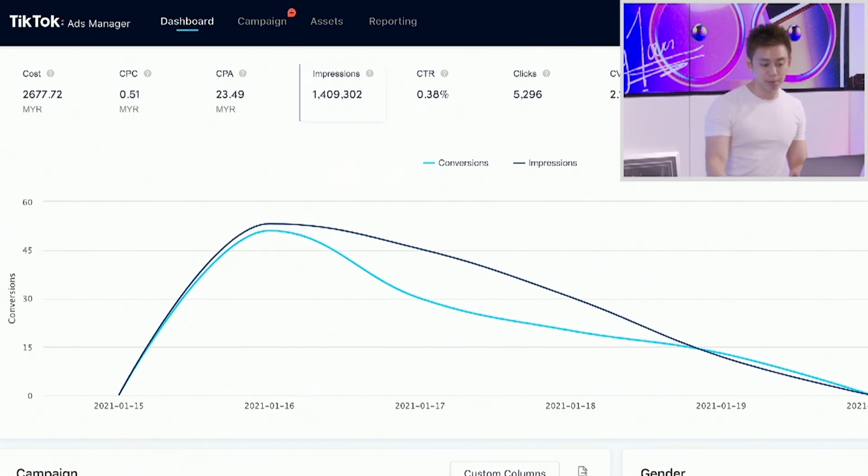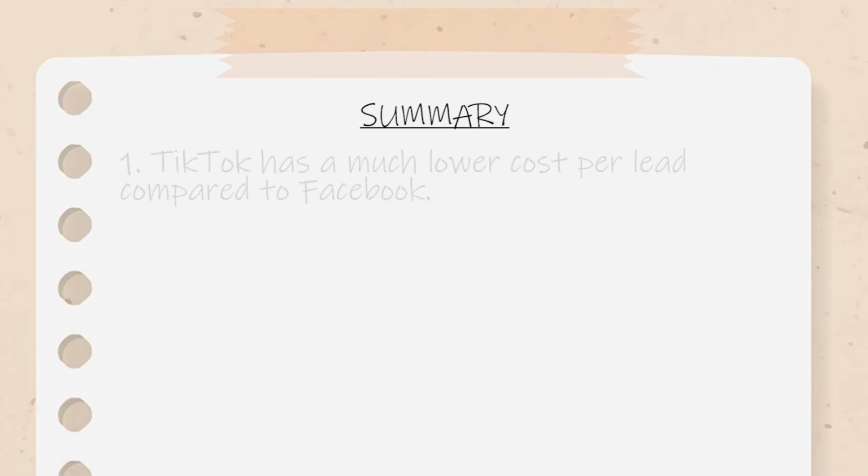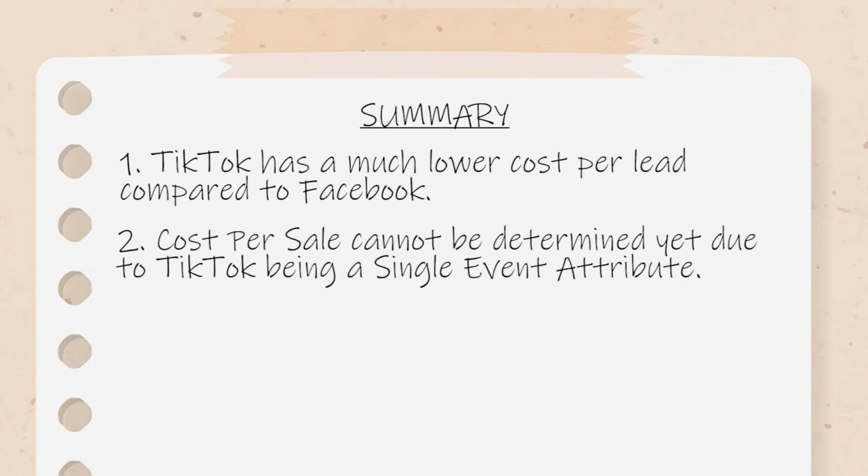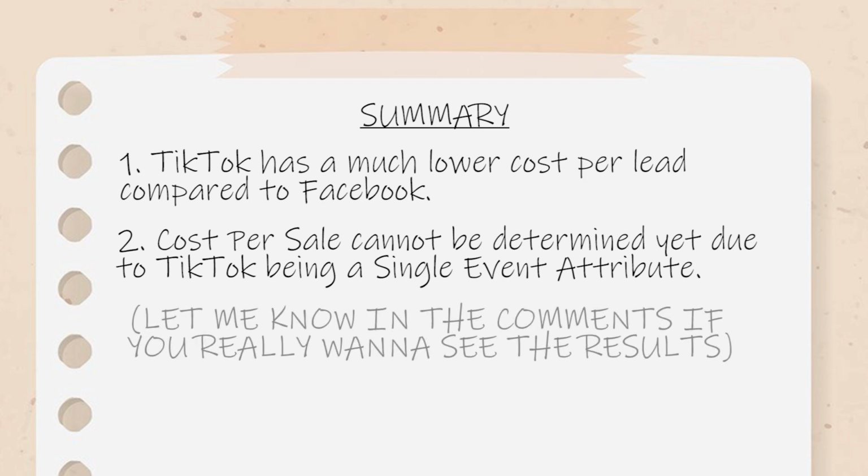So what is the summary? Summary is this. Number 1, TikTok ads definitely, hands down, you see the proof here, your cost per lead is definitely lower and cheaper than Facebook. The thing that is not rolled out yet, because there's a single event attribution, is that I don't know the cost per sale. The only way to truly find that out is to duplicate the funnel and make sure that funnel only serves traffic to TikTok ads. Do I want to do that? Maybe. Sounds like extra work and I'm lazy. So it depends, we'll see. Let me know in the comments if you want to see that happen.